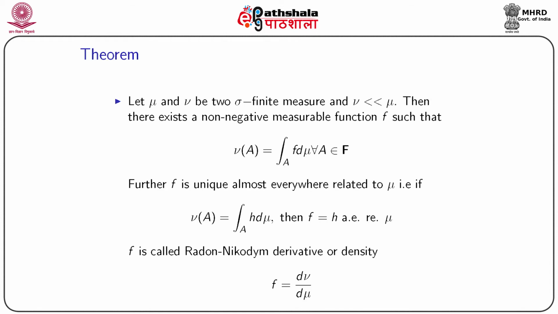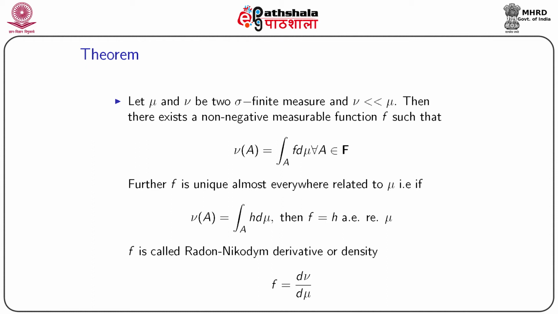Now we have the theorem called the Radon-Nikodym theorem. It says that, let mu and nu be two sigma finite measures and nu is less than mu, that means nu is absolutely continuous with respect to mu. Then there exists a non-negative measurable function f such that nu of A is the integral over A of f d mu for all A belonging to F. Further, f is unique almost everywhere with respect to mu.